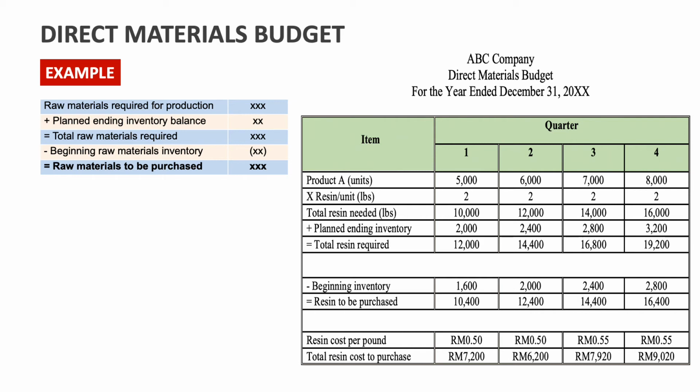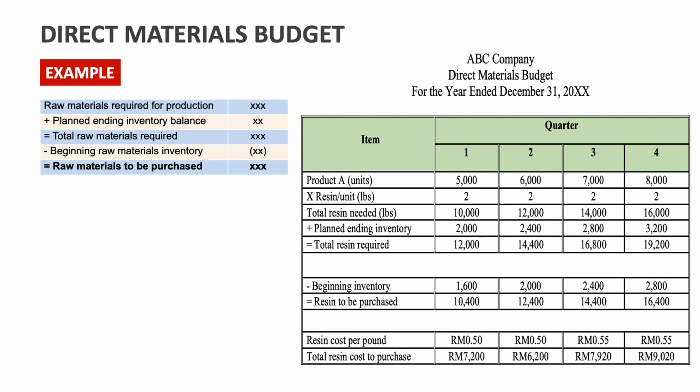For example, if you want to produce product A, 5,000 units in quarter 1, and the direct material, in this case we call it resin, per unit in pounds that you require will be 2 pounds. So the total resin needed will be 5,000 multiplied by 2, 10,000. And then you will have information given to you, how much is the ending inventory, how much is the beginning inventory. So you just add ending inventory, that will give you total resin required, and then you minus beginning inventory, that will give you resin to be purchased.